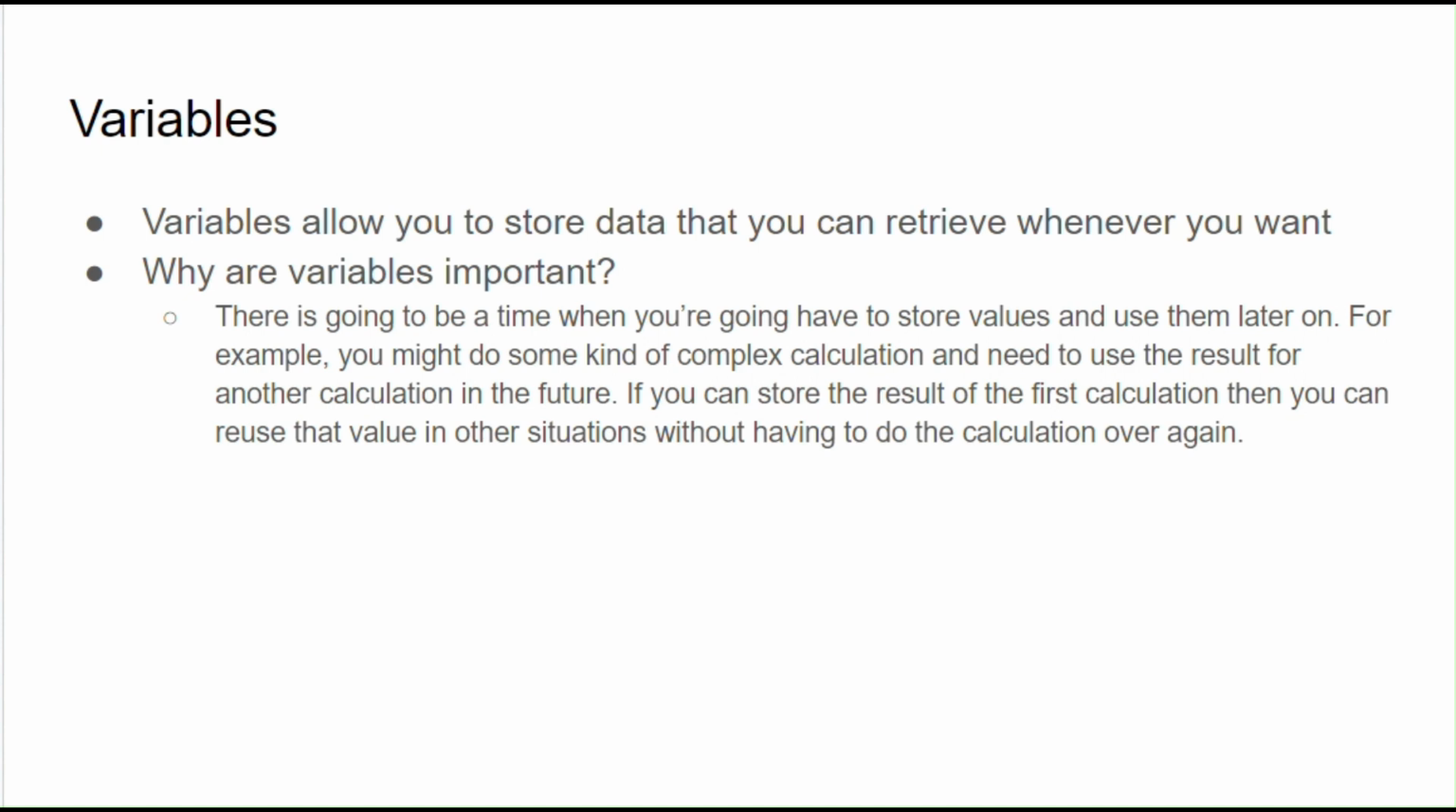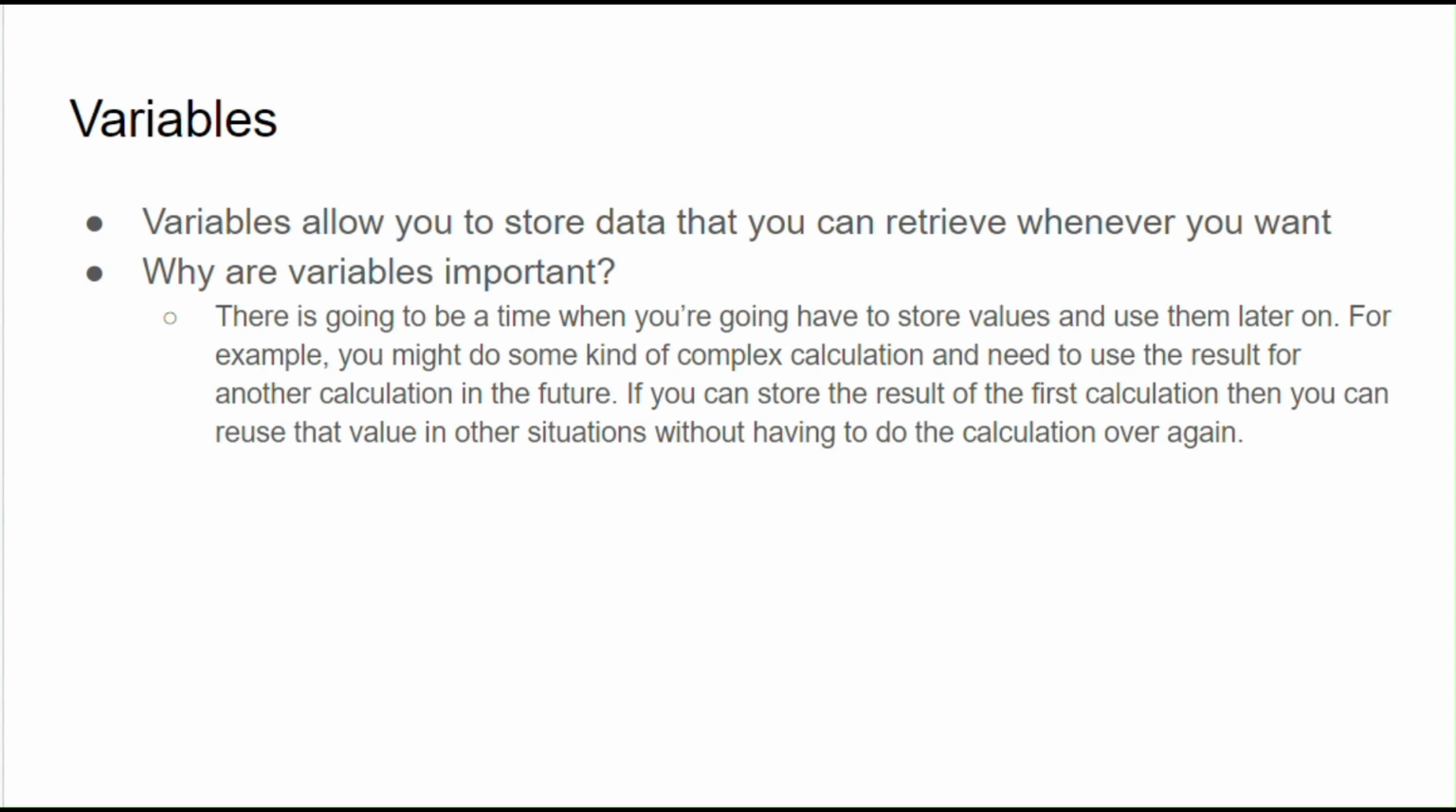So a question you can ask is, why are variables important? One way we can drive this point home is to think of an example. Let's say we want to run some complex calculation, and that complex calculation is going to have a result. And then in the future, we're going to run another calculation, but that calculation depends on the first calculation that we made. If we have a way to access the result of the first calculation while we're doing the second calculation, that can be beneficial to us, because then we don't have to run the first calculation again in the future.